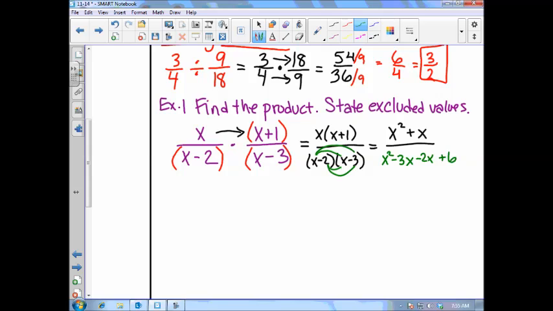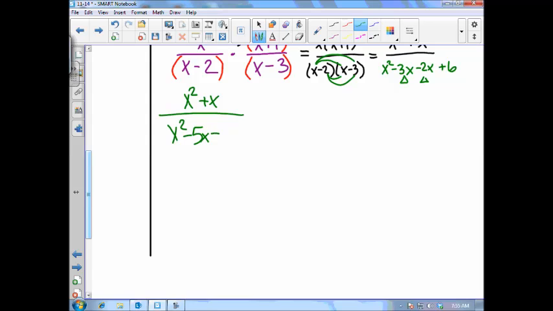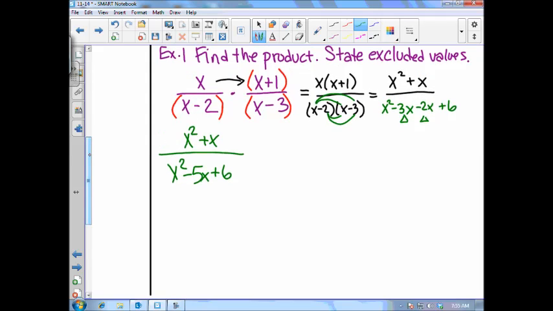Good. And when we distribute and multiply 2 binomials together, we always have like terms right here in the middle, right? So what's negative 3x minus 2x? Okay, guys, what's negative 3x minus 2x? It's not negative 6x, no. Negative 3 minus 2. Negative 5x. Okay? Yeah, we always find our like terms and put them together. Okay, so this is the product.